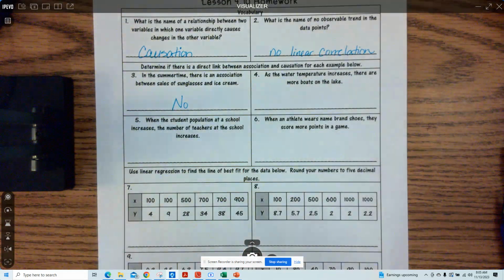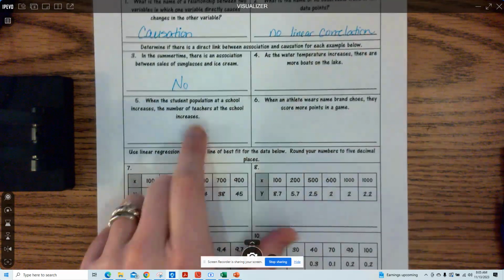Same with if we were just saying in the summer, more people buy sunglasses. Yes, they're associated. Obviously, more people are going to buy sunglasses. But as soon as the first day of summer hit, you're not just immediately driven by nature to go out and buy a pair of sunglasses. It's not like a legal obligation that you have.